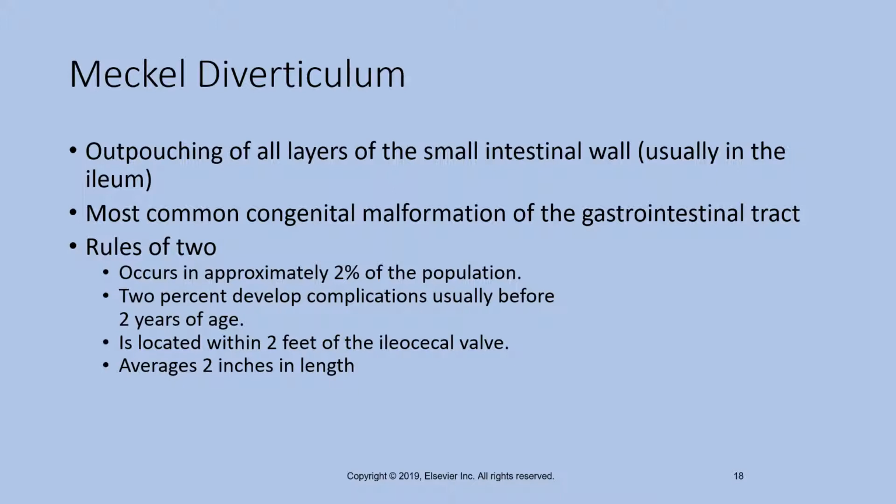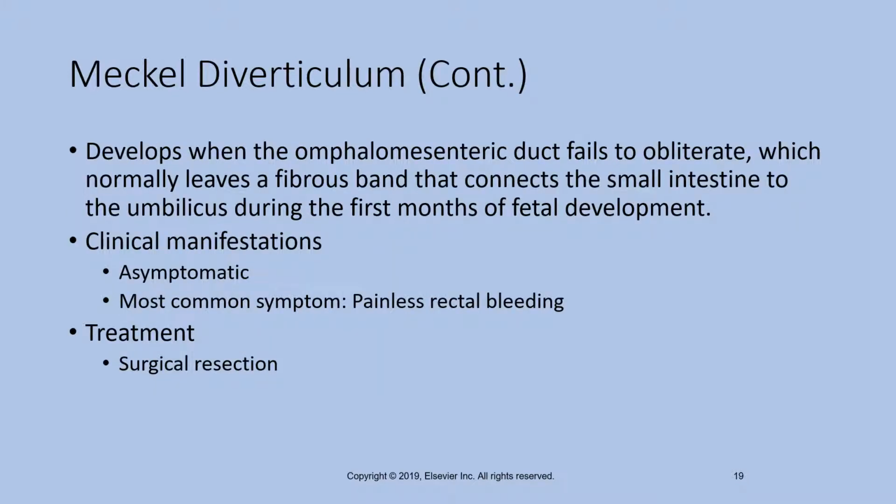You might have an adult patient who gets a colonoscopy before being told they have Meckel's diverticulum. It develops when the vitelline duct fails to obliterate, which normally leaves fibrous bands. Clinical manifestations: asymptomatic, or most commonly painless rectal bleeding. Treatment: surgical.